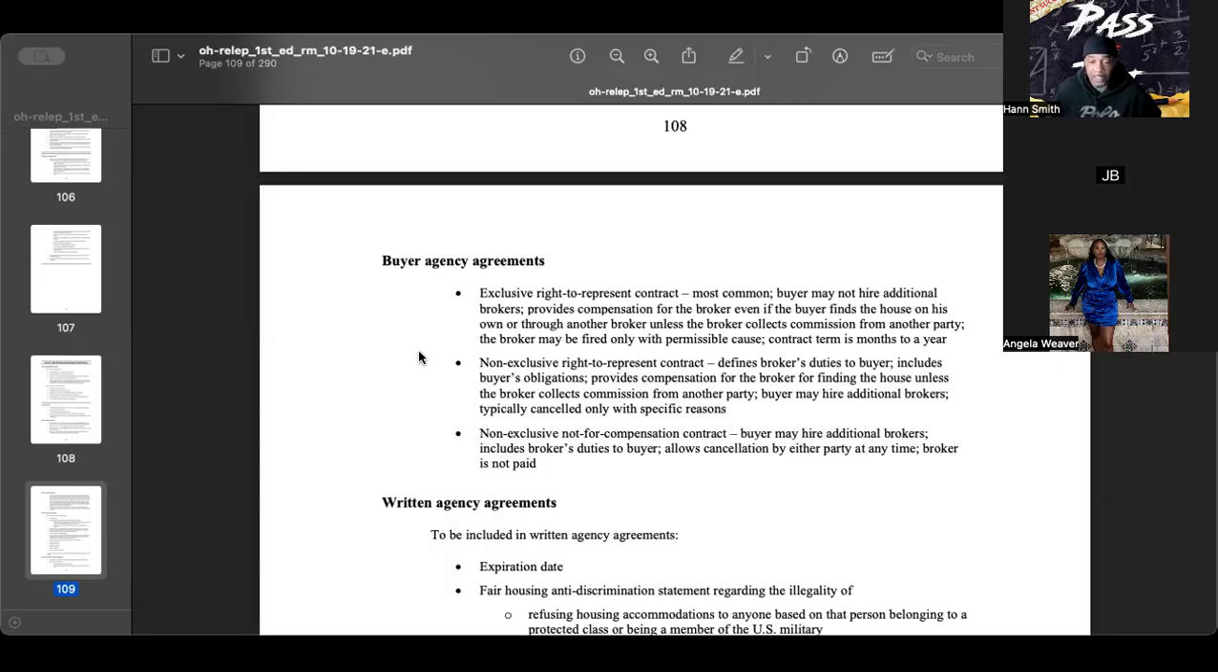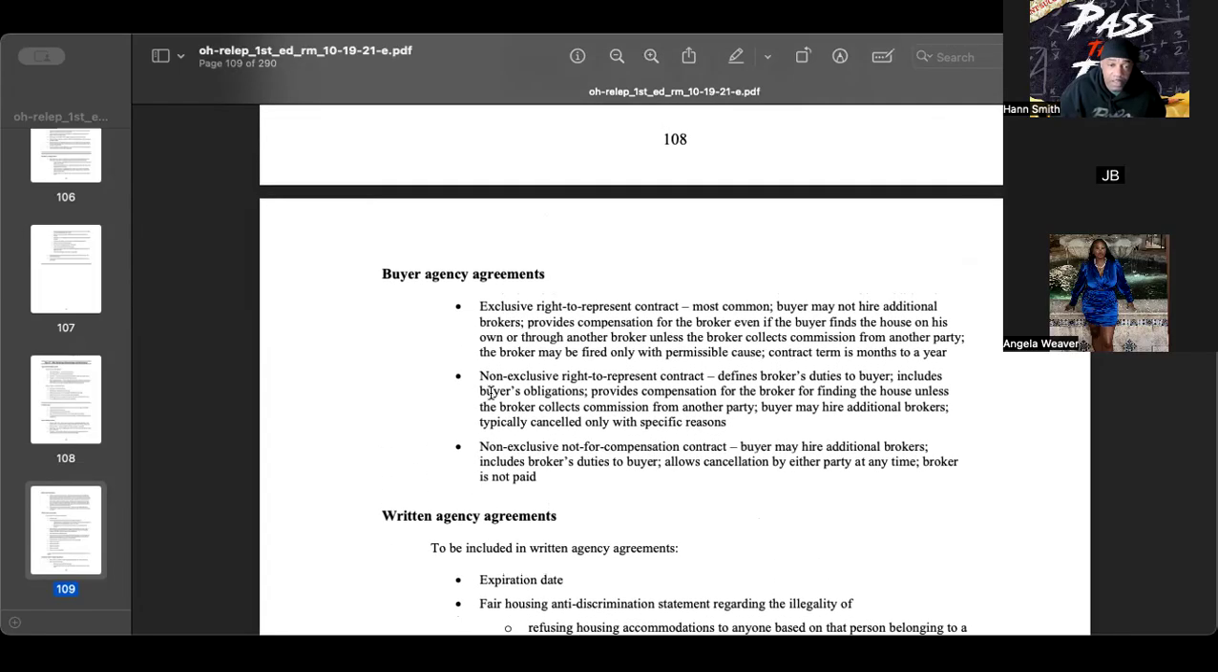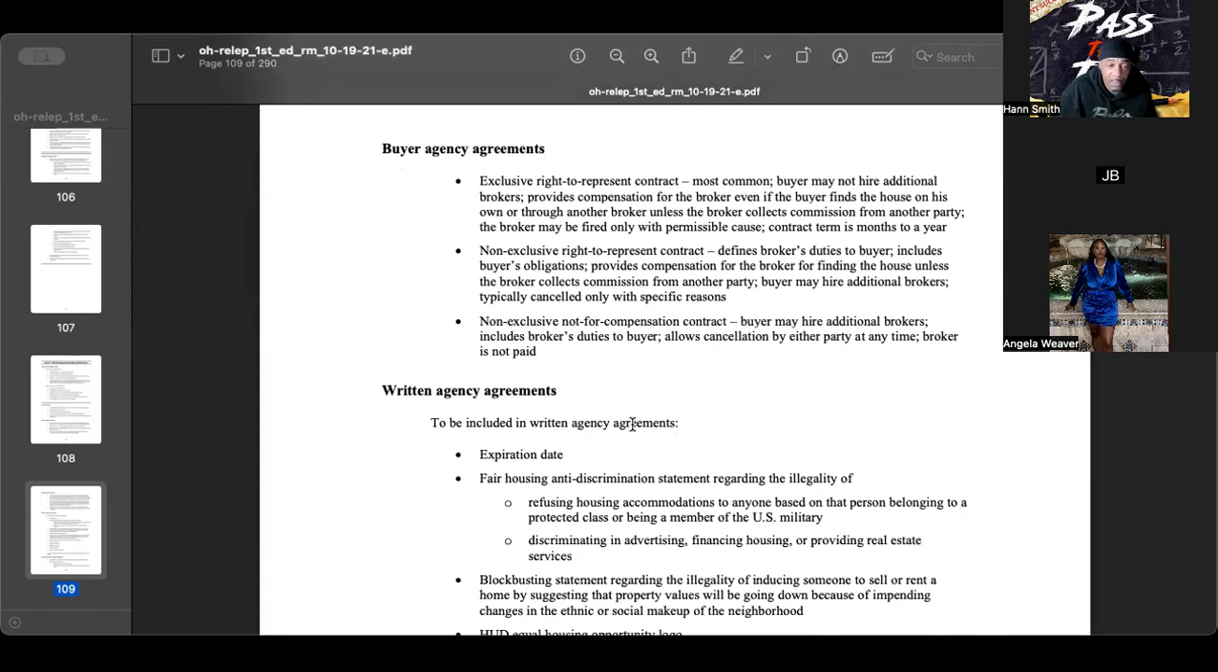Non-exclusive, not for compensation contract: the buyer may hire additional brokers, it includes brokers' duties to the buyer, and it allows cancellation by either party at any time. The broker is not paid. So you'll probably never get into one of those. But know these, do research on these, and figure out how they work. Okay. So you've got the exclusive right to represent a buyer, the non-exclusive right to represent a buyer, and the non-exclusive not for compensation contract. All right.